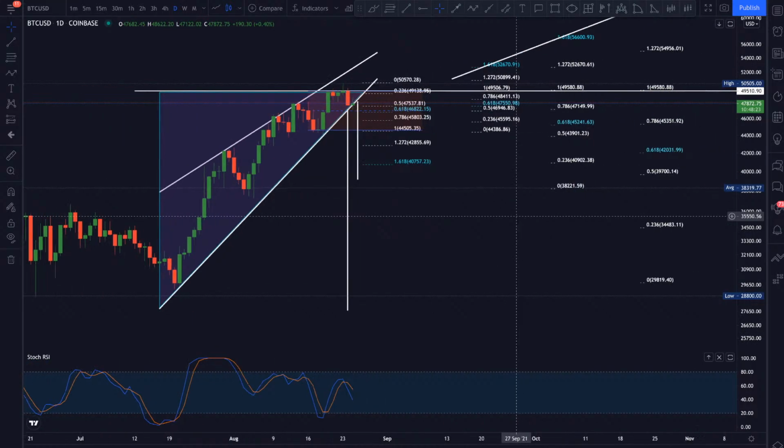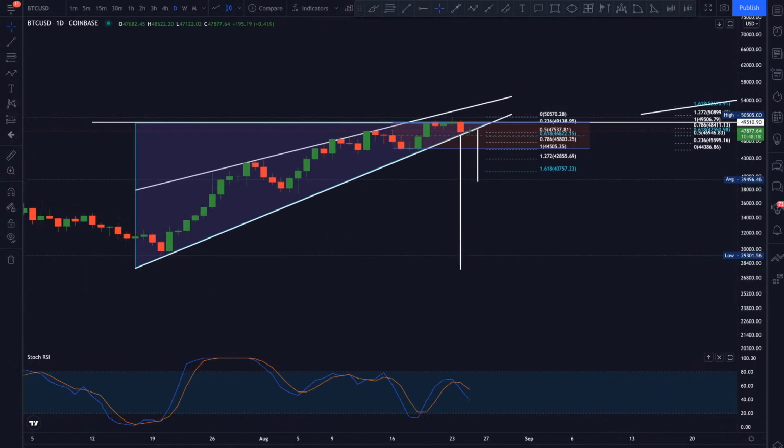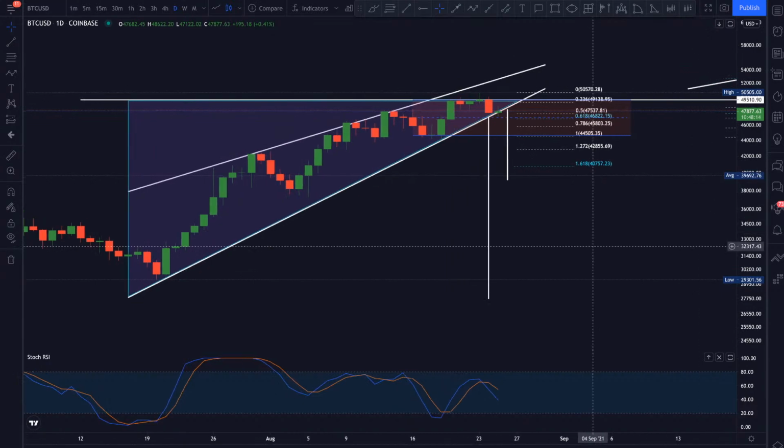So what I'm going to do is leave the right side for now. We're going to look at this on a daily and a 4 hourly or even an hourly time frame and see exactly what's going on. So number one, let's get rid of this Fibonacci. We don't need this Fibonacci anymore. Right, let's get rid of the Fibonacci.